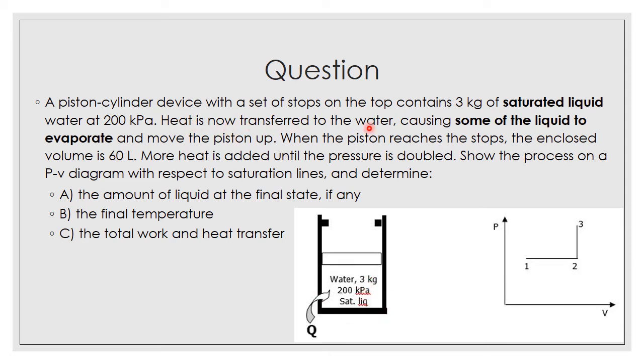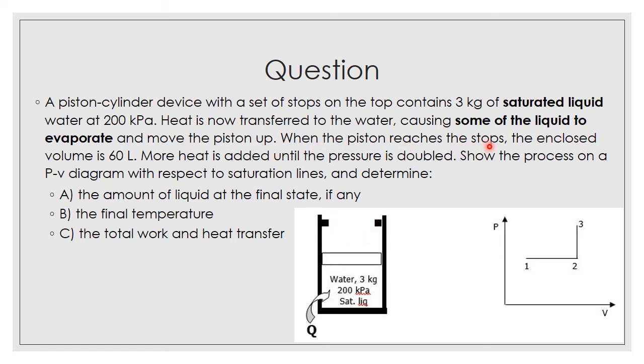Heat is now transferred to the water, so heat or Q is transferred to the water, causing some of the liquid to evaporate and move the piston up. So by referring to this case, some of the liquid refers to the case of partially liquid and partially vapor. So actually we know straightforwardly that this is the condition of the saturated mixture, okay, and move the piston up. So this piston will be moved and stop at this stopper.